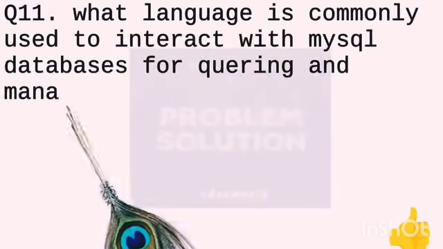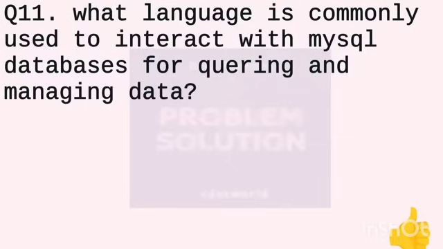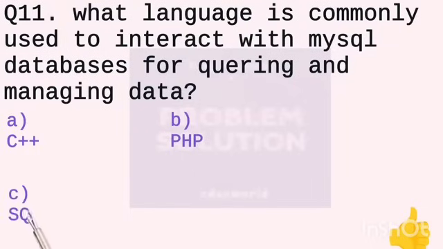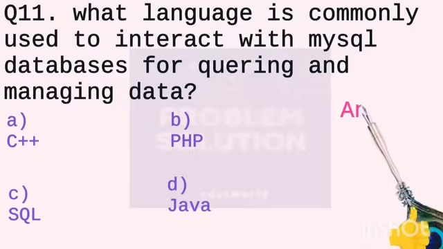Query number 11. What language is commonly used to interact with a MySQL database for querying and managing data? Option A. C++. Option B. PHP. Option C. SQL. And option D. Java. And the answer is C. SQL.